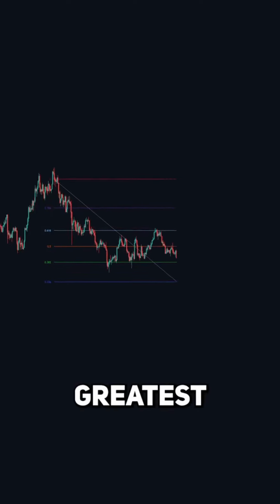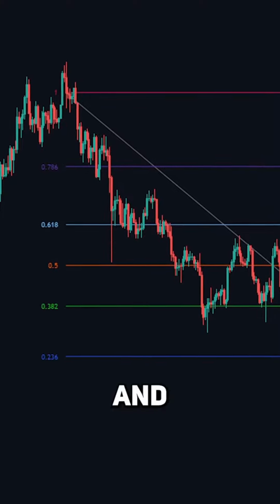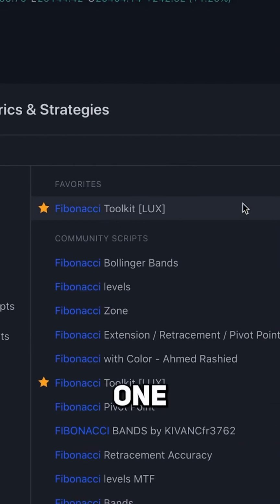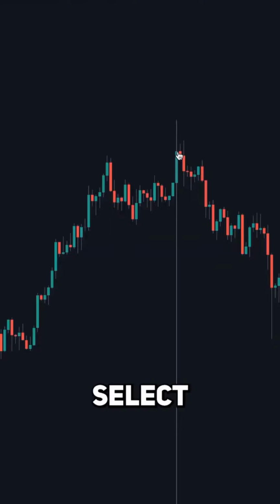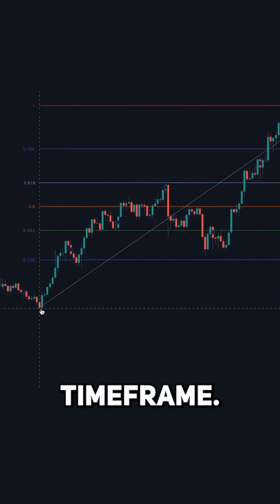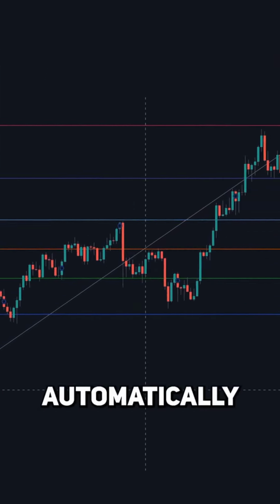I created the greatest Fibonacci indicator in the history of technical analysis, and here's how it works. First, just search up Fibonacci and click on this one by Lux Algo. Next, we're just going to select two significant tops and bottoms in any market and on any time frame. Now you will see the Fibonacci analysis methods plotted all automatically for you.